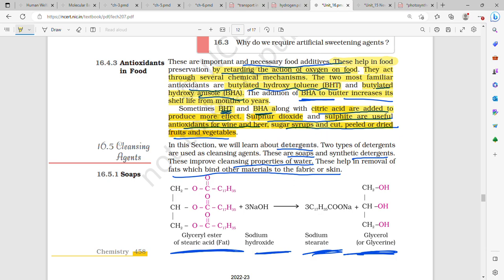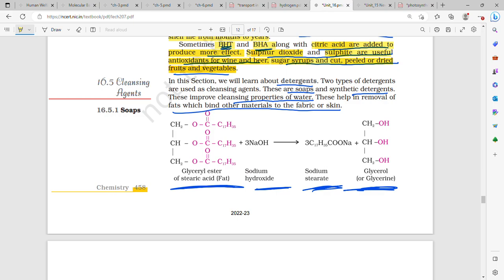So what are the important antioxidants? BHT, that is butylated hydroxytoluene, then BHA, butylated hydroxyanisole, then sulfur dioxide and sulfite. Sulfur dioxide and sulfite are useful antioxidants for wine, beer, sugar syrup, cut, peeled or dried fruits and vegetables.